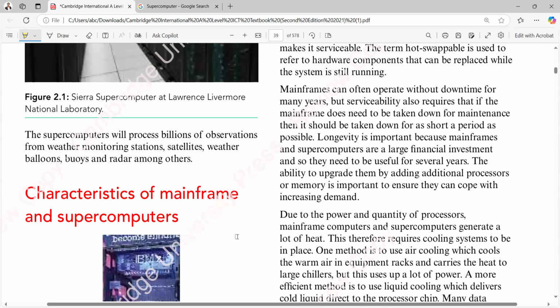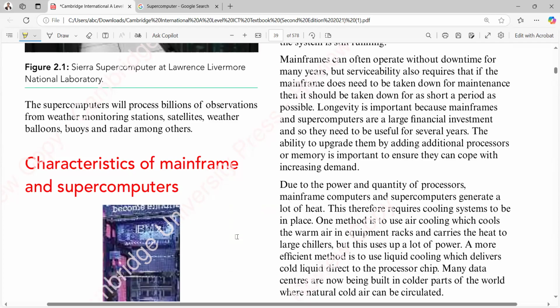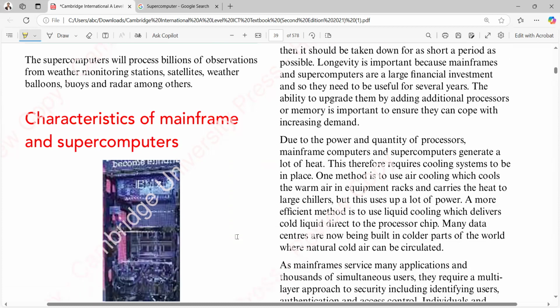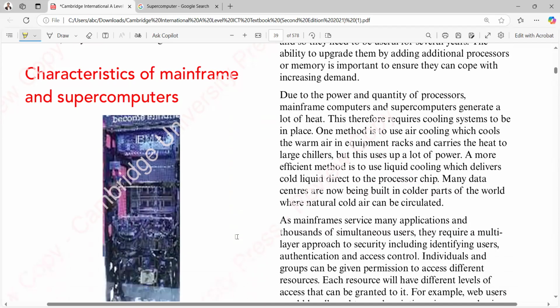Longevity is one of the important features for both of them, and this is why they are best suited for financial investments, maybe in the stock market, so that they can be used without any downtime for several years. They also have the ability to upgrade themselves. As the demand increases, their memory and processing power can still be upgraded without any downtime.